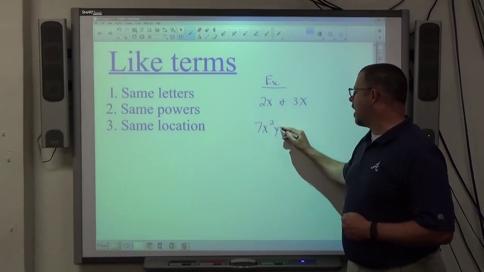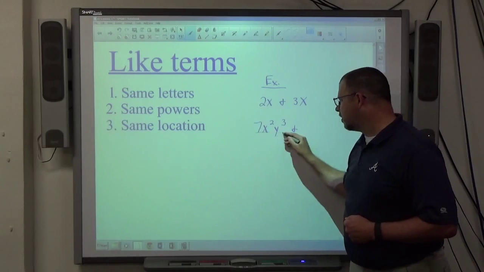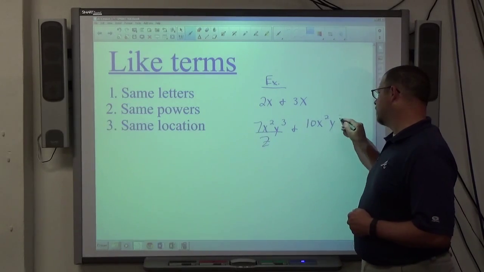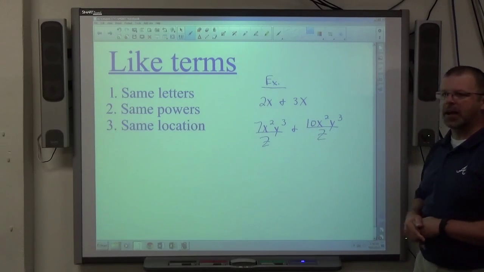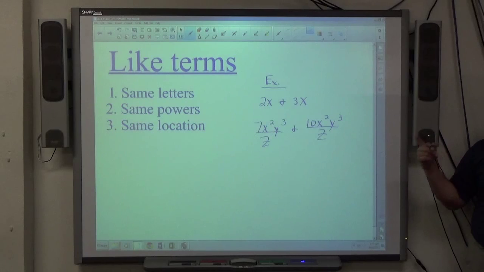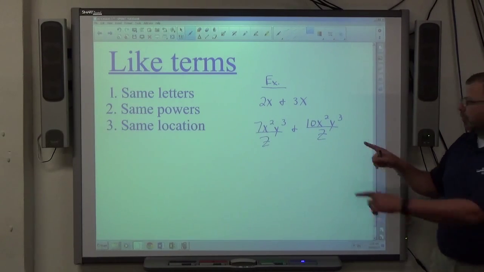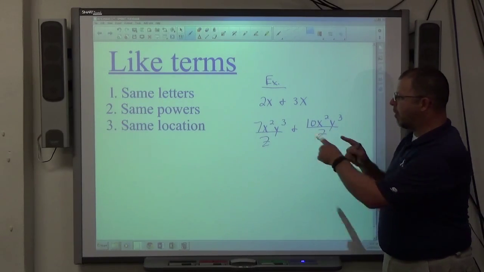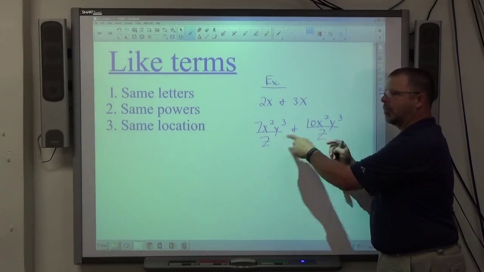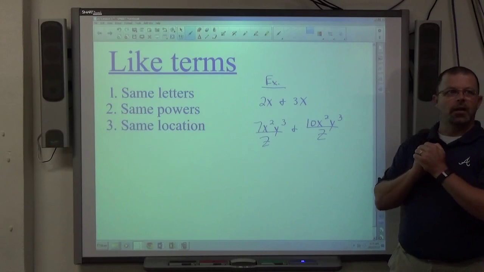7x squared y to the third over z, and 10x squared y to the third over z are like terms. They both have x's, x's are both squared. They both have y's, y's are both cubed. They both have z's, z's are both to the first. The x's are on the top, the y's are on the top, the z's are on the bottom. So, same letters, x, y, z, same powers, x is squared, y is cubed, z is first, same location, x on top, y on top, z on bottom. Okay, those are like terms.